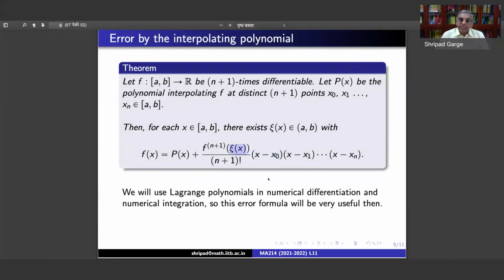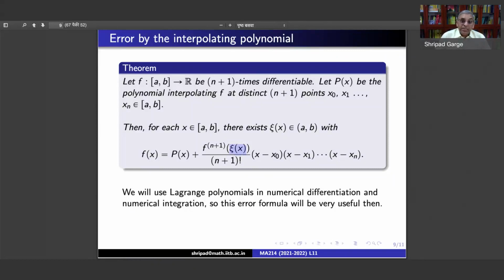There will be some xi(x) which will depend on x, and for the Taylor case you have more information, that the xi(x) is between x and x0. Here all we can say is that it is between x0, x1, up to xn, and x. So if you take the smallest subinterval of [a, b] containing x0, x1, x2, up to xn and x, then your xi(x) will have to be inside that. That's the only thing we can say.